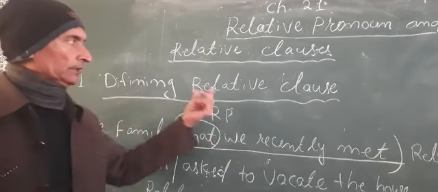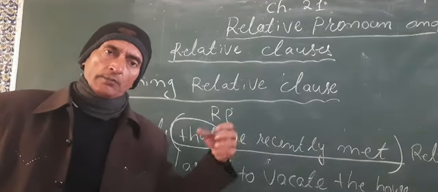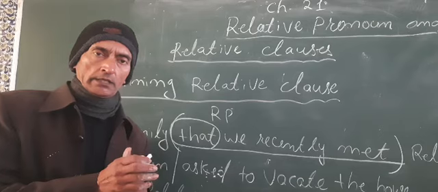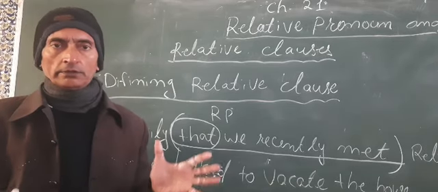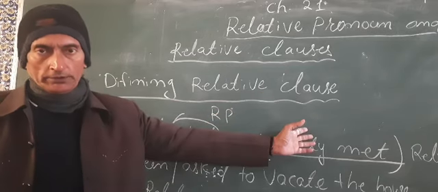So a defining relative clause is something like adding more information about the subject or the object. So this is called defining relative clause.